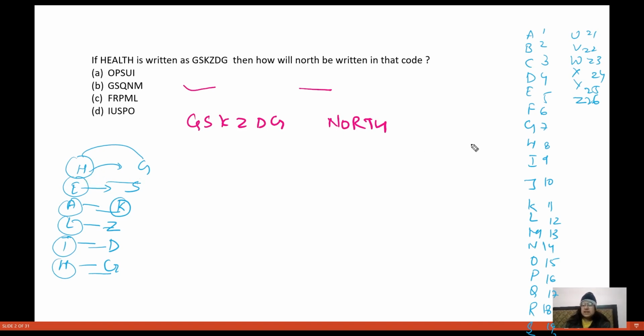Now H to G. H is the eighth number and G is the seventh number. E to S. E is the fifth number and S is the 19th number. A to K. A is one, K is 11. L to Z. L is the 12th number, Z is the 26th number. T to D. T is the 20th number, D is the 4th number. H to G. H is the 8th number, G is the 7th number.